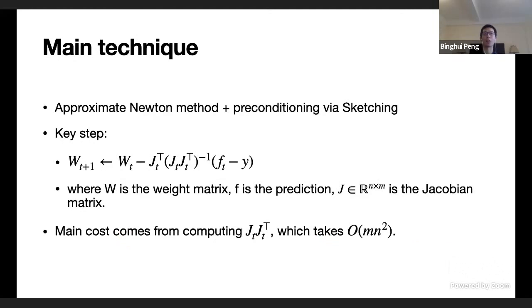Then I will briefly talk about the main techniques used in our paper. Roughly speaking, we use an approximate Newton method, and we achieve some speedup by preconditioning via sketching. Very roughly speaking, the key step in our algorithm is the following gradient update, where W is the weight matrix, F is the prediction of the neural net, and J is the Jacobian matrix. And the main cost comes from just computing J times J transpose, which already takes mn squared.